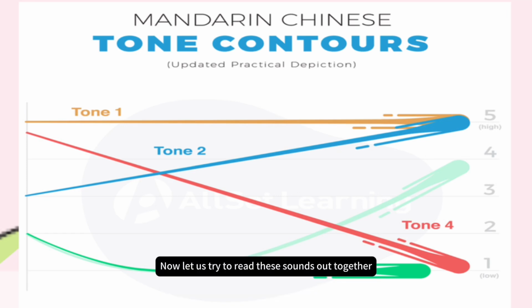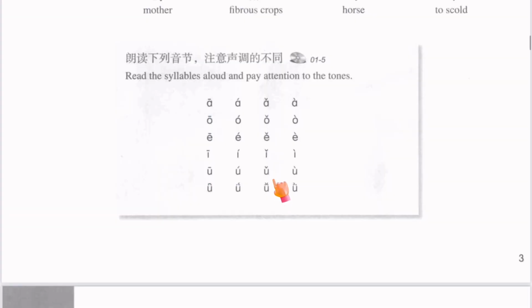Now let us try to read these sounds out together. A, O, E, U, Ü. Please note it's not sharp, it's gentle.